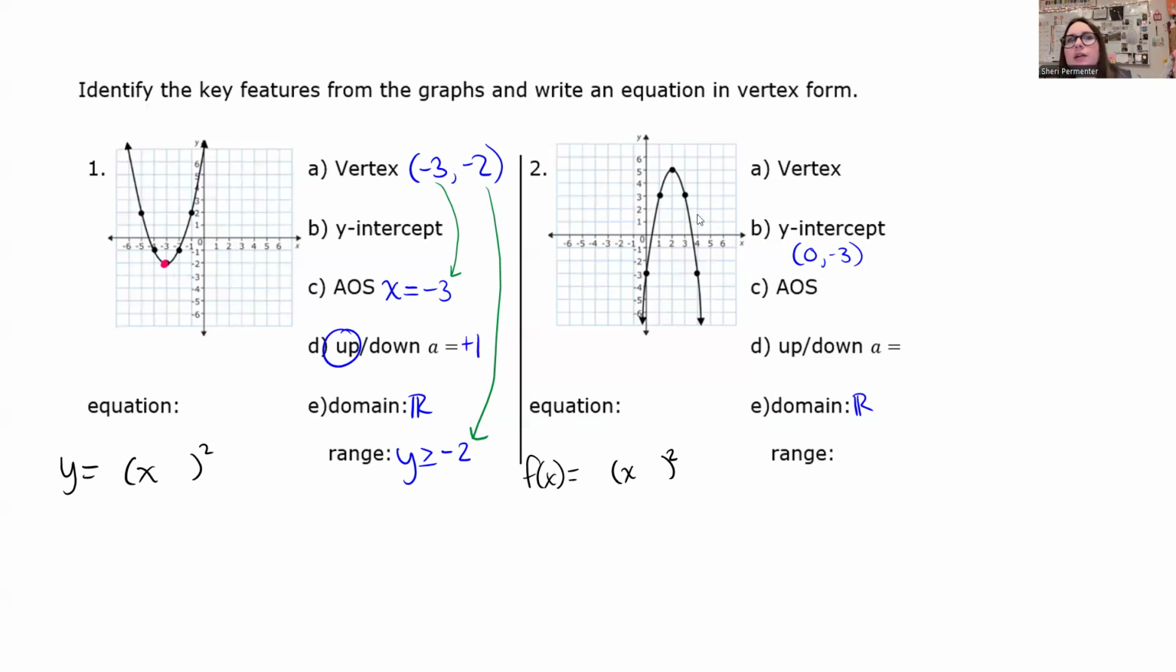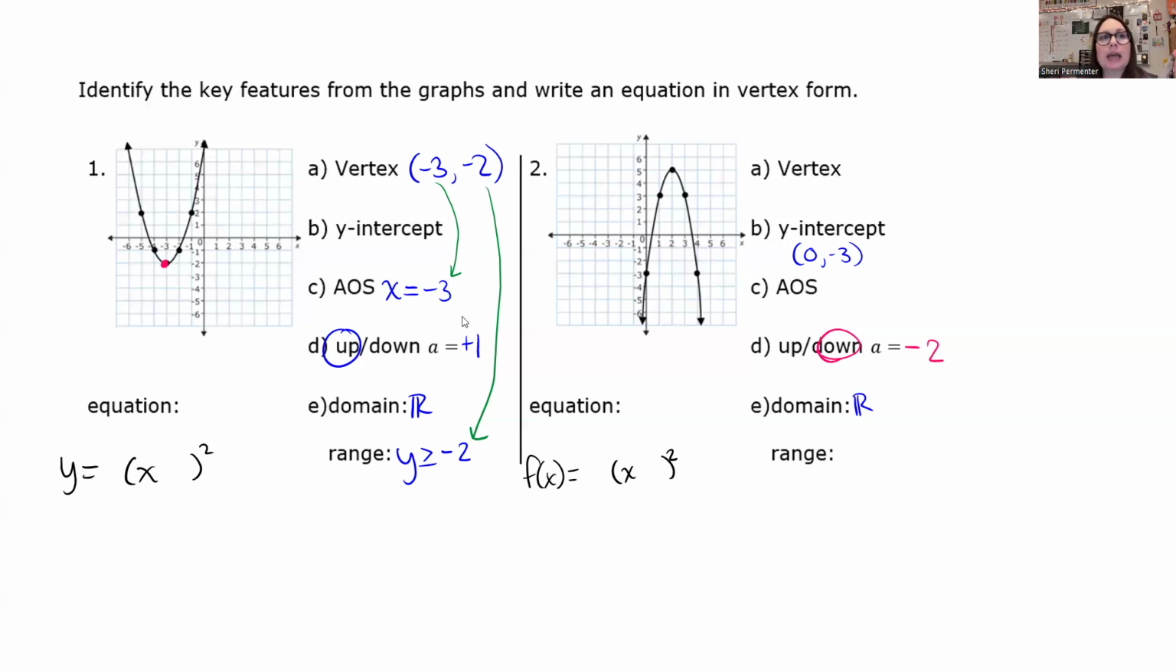Now I'll show you how to do it over here. Is this one facing up or down? Down. So it's facing down, which means that A is going to be a negative. And so if I go over 1 for this one, do I go down 1? No, I go down how many? 2. So it's a 2. So it's always, you go over to that very first point. What's that y distance? That's what you're looking for. That's the A value.